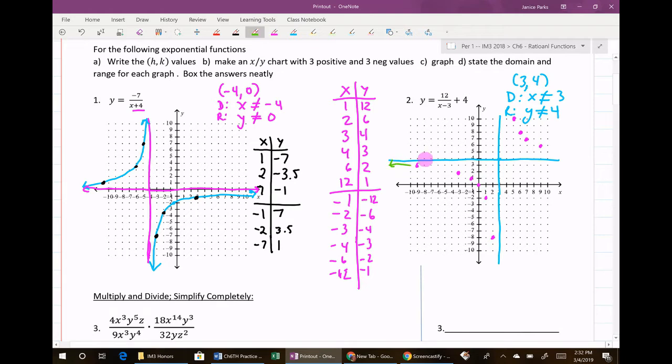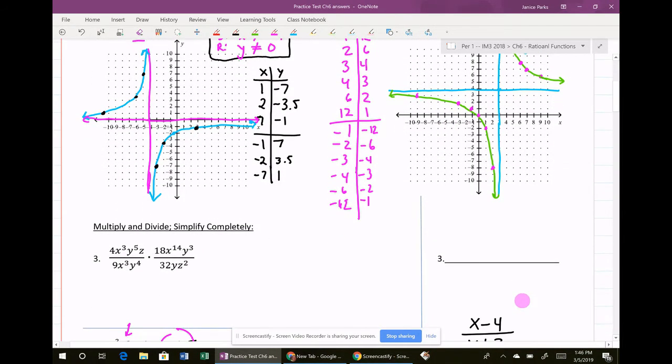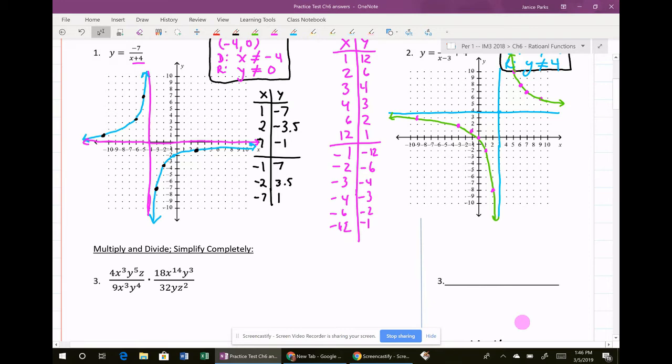So again, plot those points, draw in a smooth, rounded curve. On this side, you can't really extend it very much. So those are the graphs. For number 3, in this case, there's no factoring, so we're just going to multiply this out by combining the same terms in the same places. So we have 4 times 18 and 9 times 32 for the numeric values.